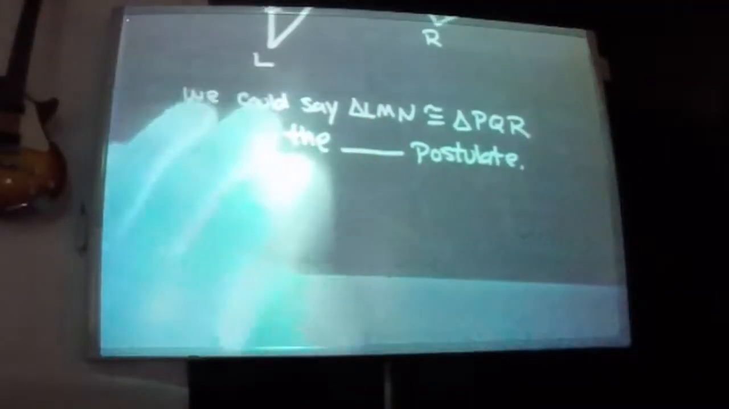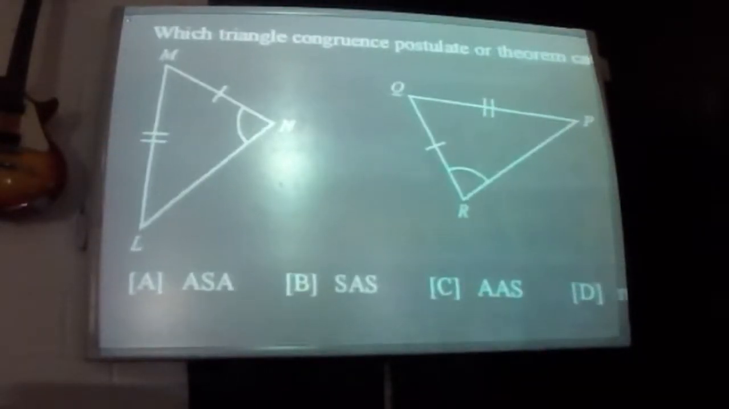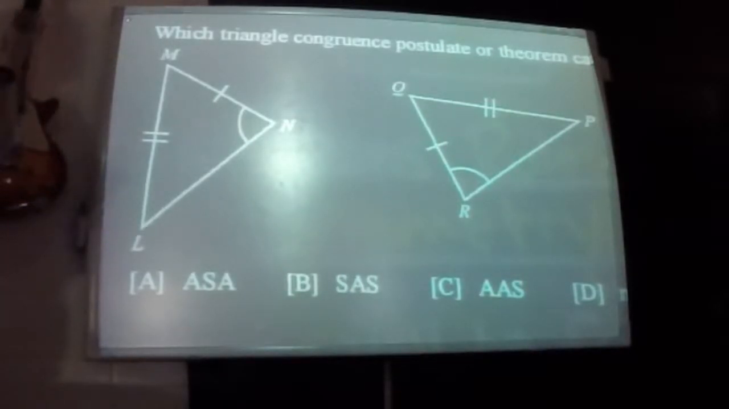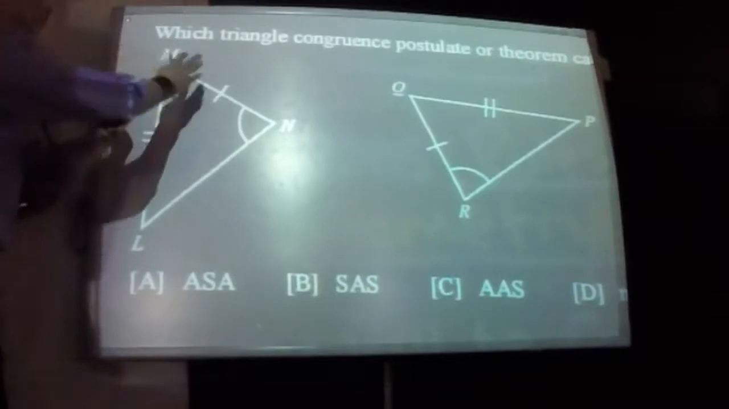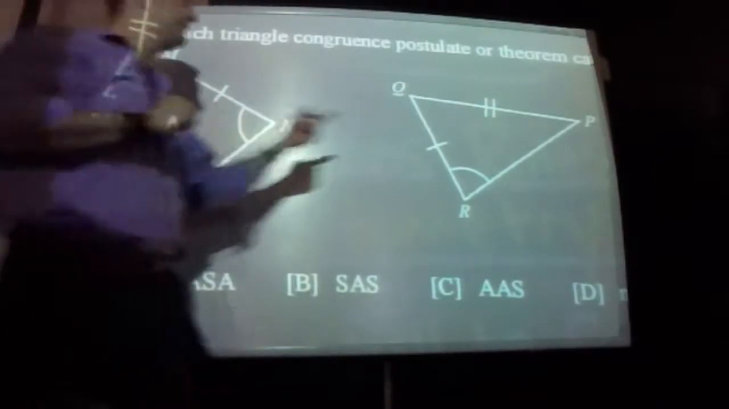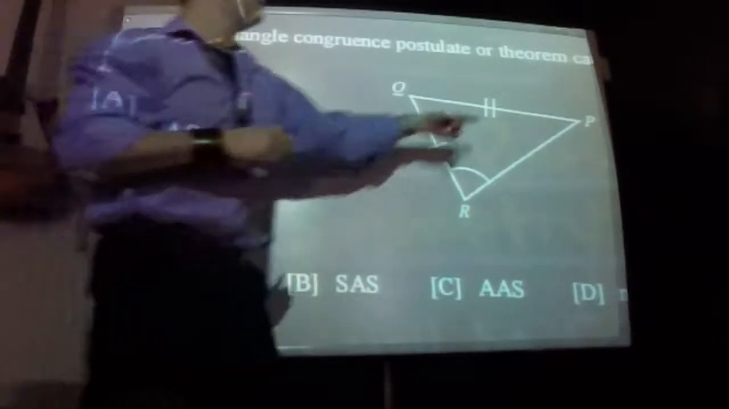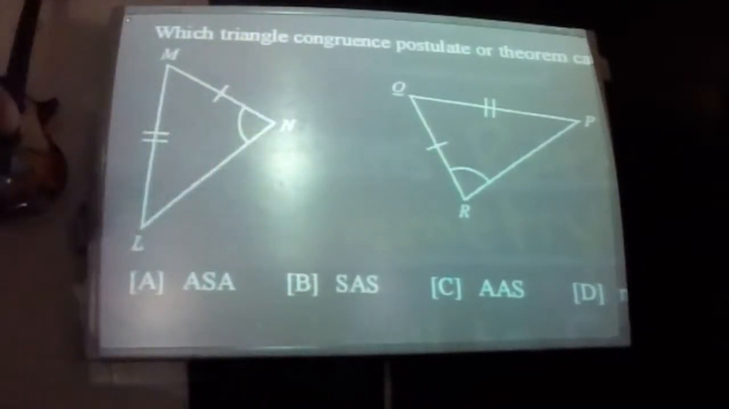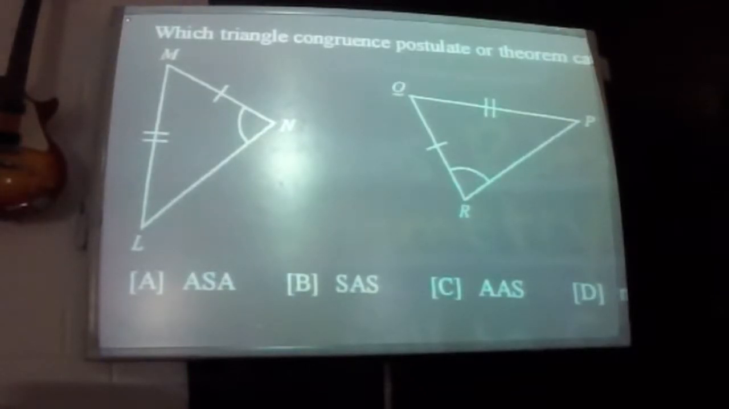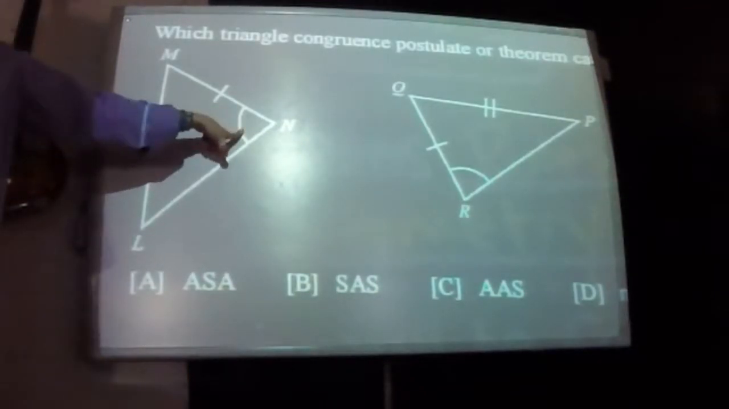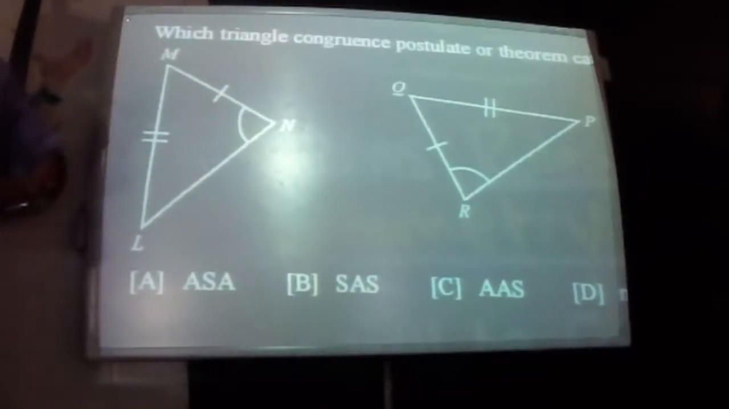Last page here. Let's look at what we got here. All right, how many sides do we have in this triangle that are congruent? 2. And how many angles? 1. Well, we got 2 sides and 1 angle, right? S, S, A. What do we say about that? HL? No. Well, HL only if this is right, and that's not right. So it'd be SAS.